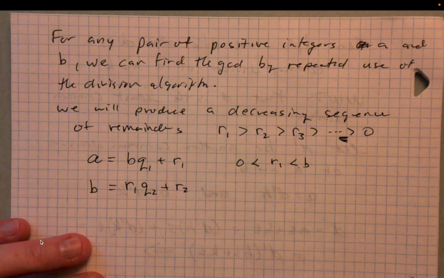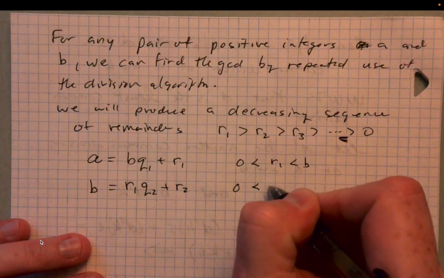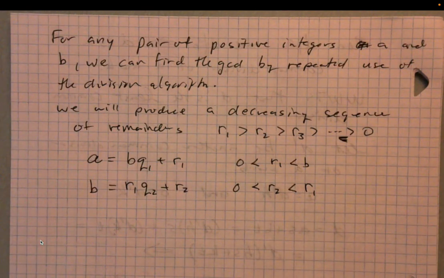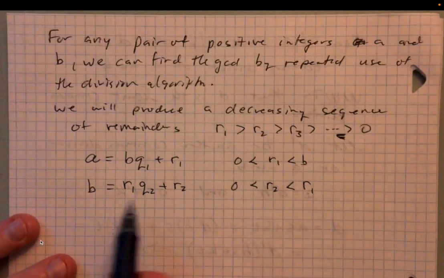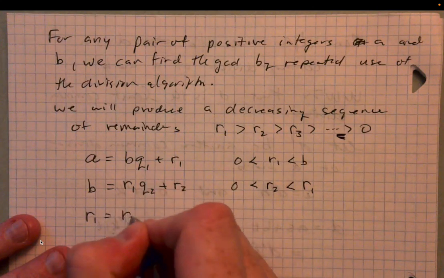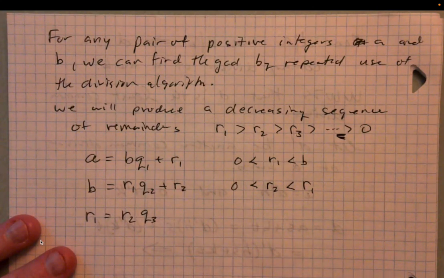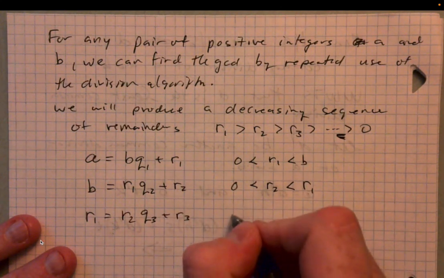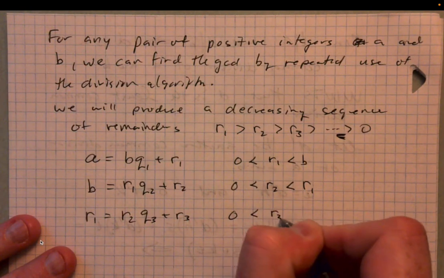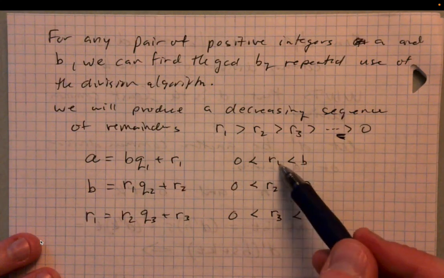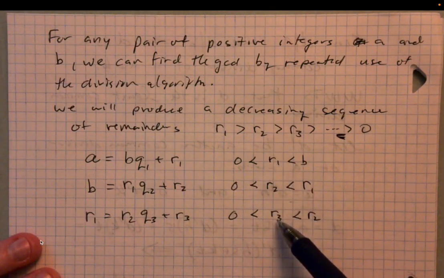Right, so we get something like this. And so again, here 0 is less than r2, which in this case would be less than r1. Right, and so then after this first iteration, everything just kind of proceeds, right? So then r1 is equal to r2 times a new quotient, q3, plus r3, right? And in this case, 0 is less than r3, which is less than r2. So you can see that the way we're nesting these remainders, this is necessarily a decreasing sequence, right?